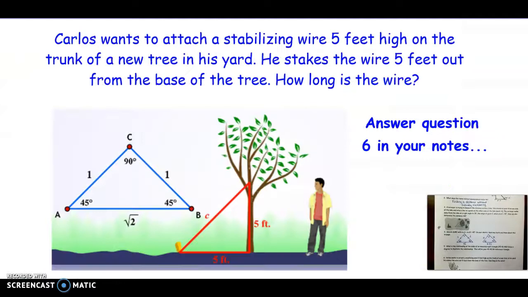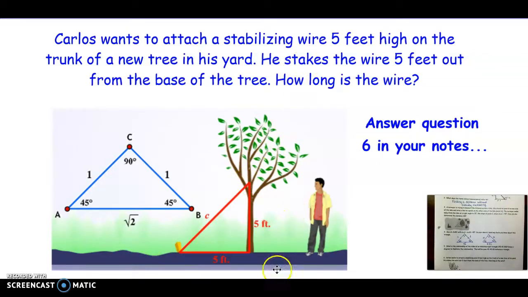All right, so let's look at our first example. It says that Carlos wants to attach a stabilizing wire 5 feet high on the trunk of a new tree in his yard. And so we can see here the 5 feet high on the trunk. Here is the wire that's going to be attached to the ground. He wants to know how long is the wire.